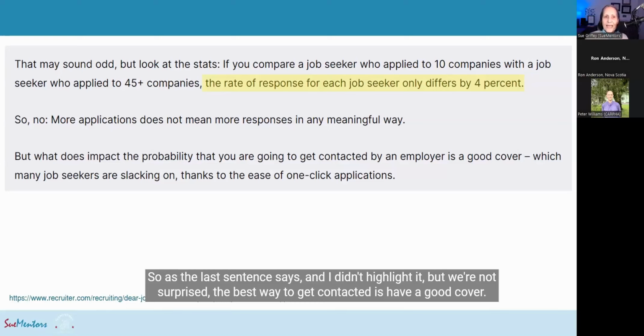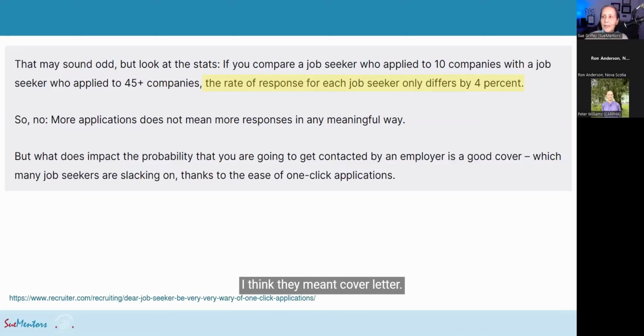As the last sentence says, and I didn't highlight it, but we're not surprised, the best way to get contacted is to have a good cover. I think they meant cover letter.